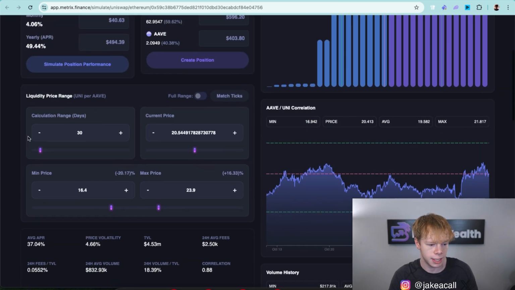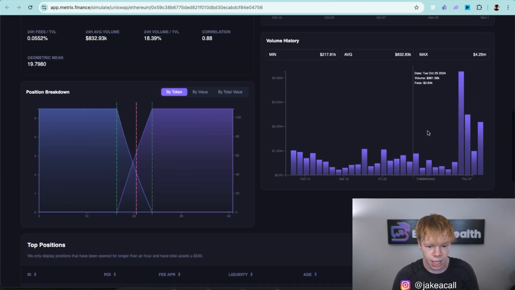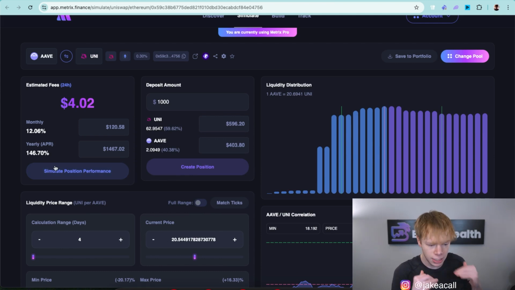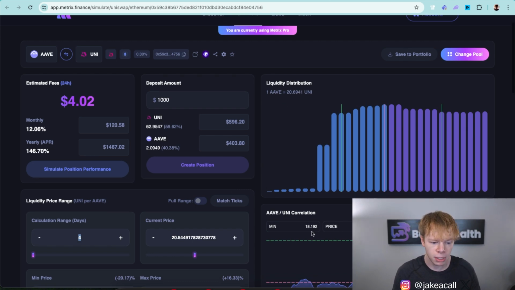So if we adjust this calculation range to, let's just say 4 days, because 4 days of high volume, we're at a 150% APR. So if we hop in right now and we continue with that volume, we're getting 145% APR. Now, I want to be a little bit more realistic.